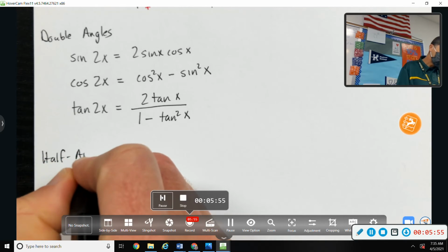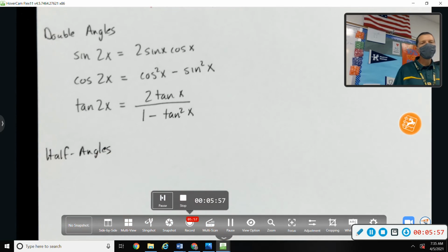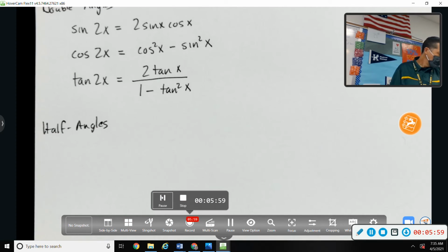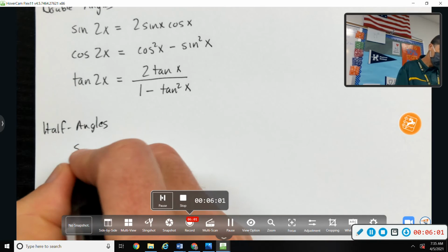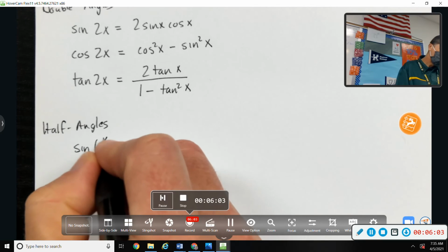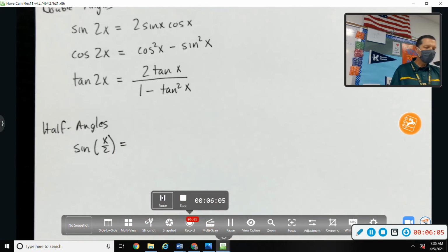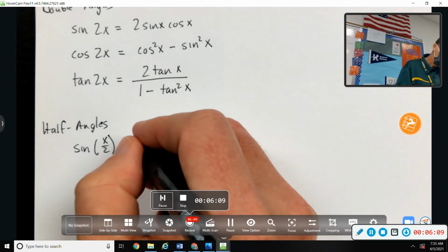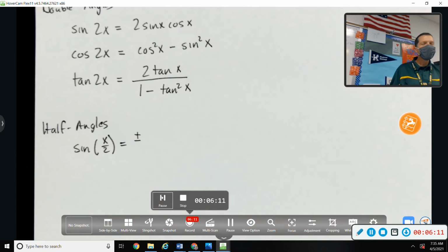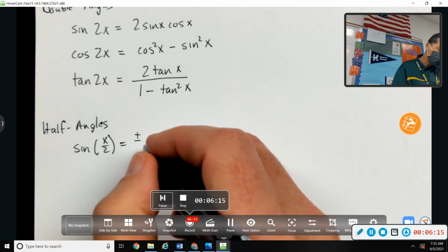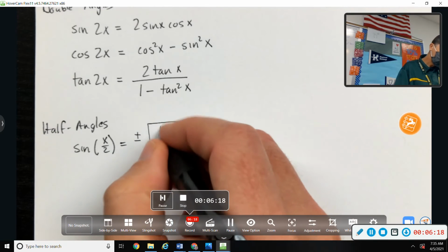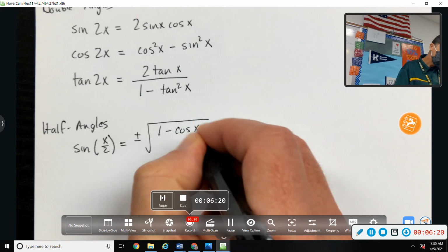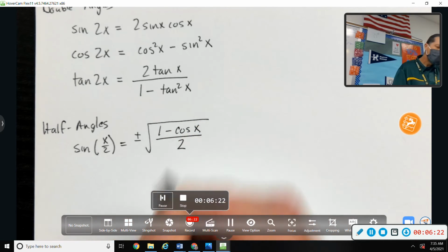And then the last set was the half angle formulas. Sine of x over 2 was plus or minus. Be careful, remember you had to pick one or the other, it wasn't both. Plus or minus big square root of 1 minus cosine of x over 2.